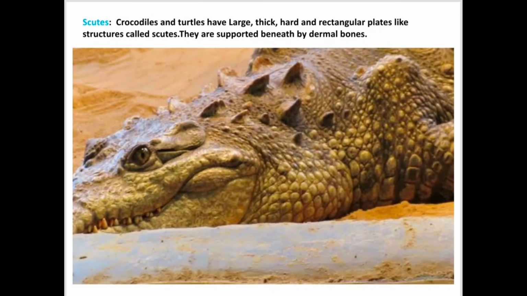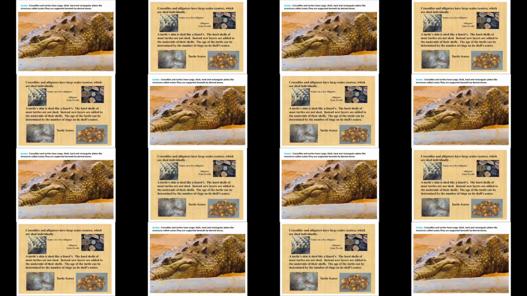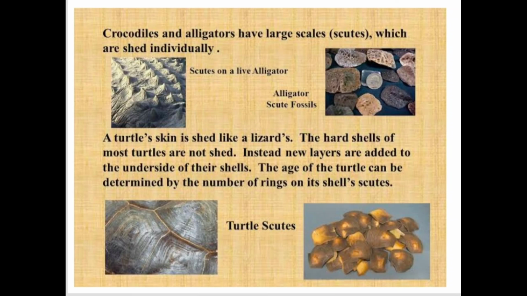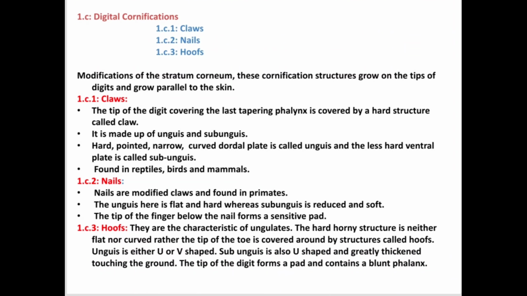The slide here shows the thick, hard scutes on the surface of the crocodile body. The slide here shows the crocodiles and alligators have large scales, that is scutes, which are shed individually. Now the next derivative of the integument, that is digital cornifications. These digital cornifications are modifications of stratum corneum at the tips of digits, at the tips of digits of either hands or feet. They are claws, nails, and hoofs.